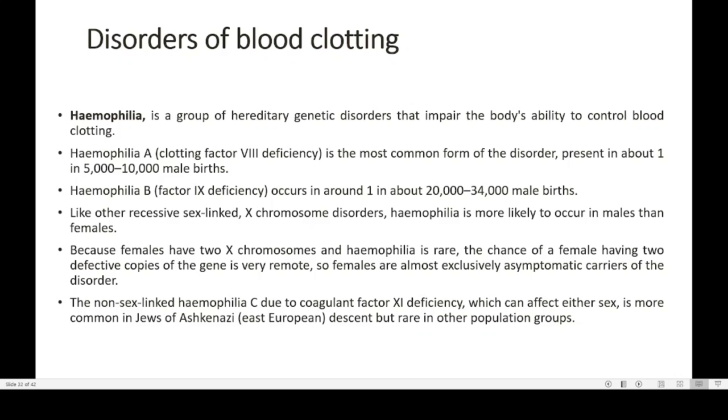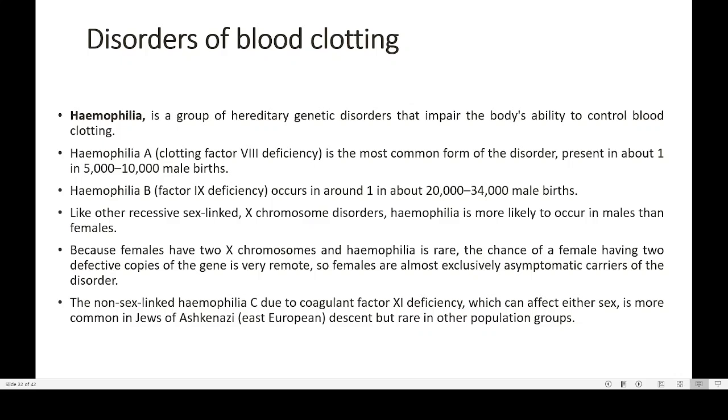Because females have two X chromosomes, hemophilia is rare since it is a recessive gene. The chance of a female having two defective copies of the gene is very rare. So that is why it is mostly a male disorder. Females are almost exclusively asymptomatic. Asymptomatic means they have the gene but they will not be showing any symptom. That is why they are asymptomatic carriers of the disorder.